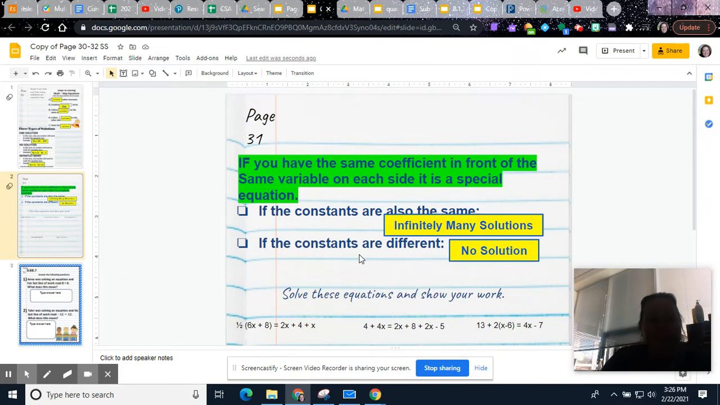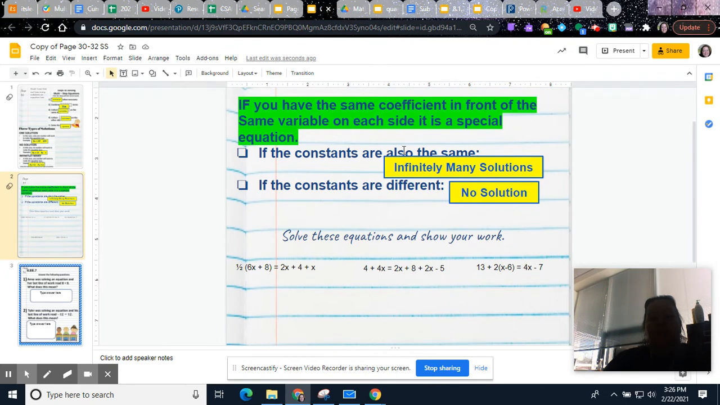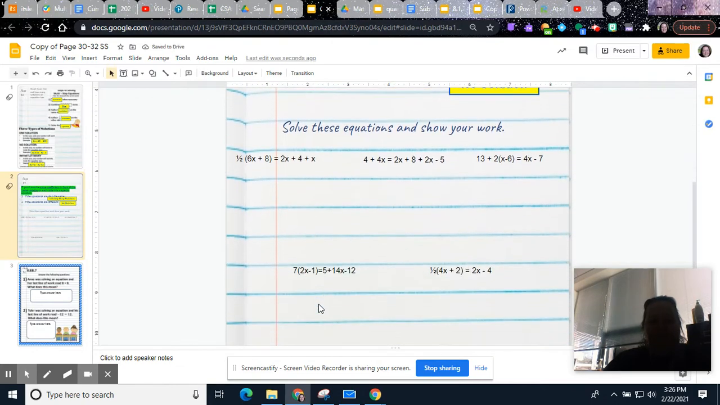Hi, before we move on, check to see if you got the top of page 31 correct. If the constants are the same and the coefficients and variables are the same, it'll have infinitely many solutions. If the constants are different, it'll have no solution. Remember, that only works if they have the same coefficient in front of the same variable. So only if it has those things will these rules work. Let's give it a shot.